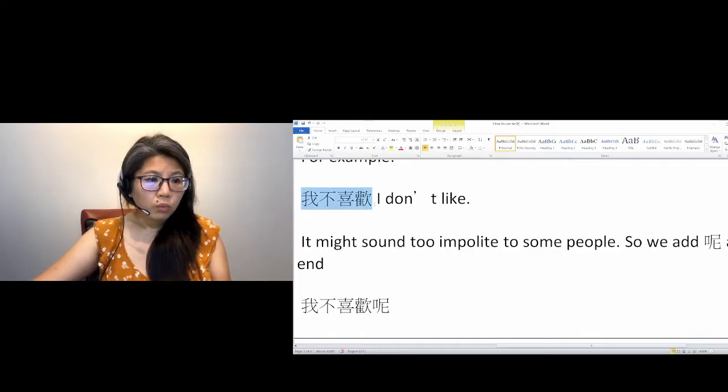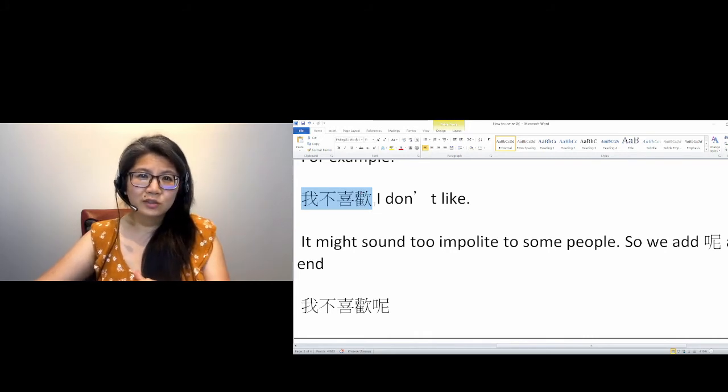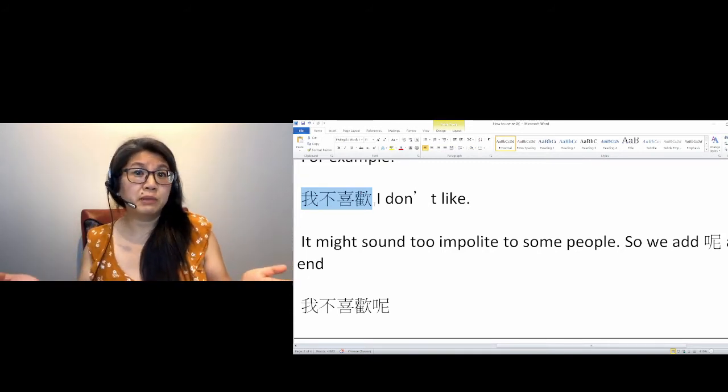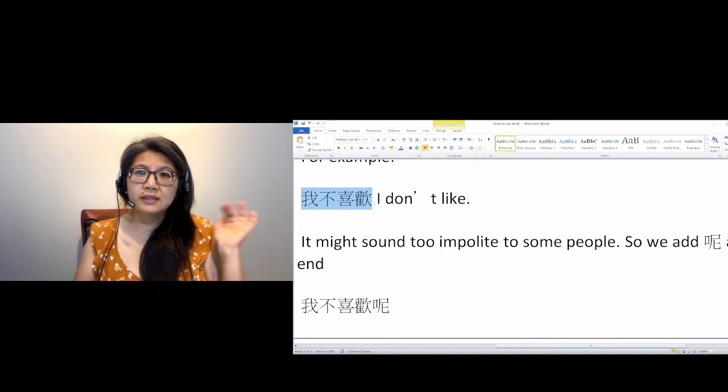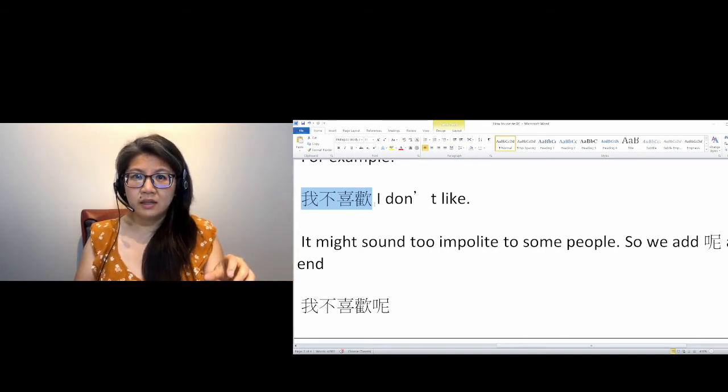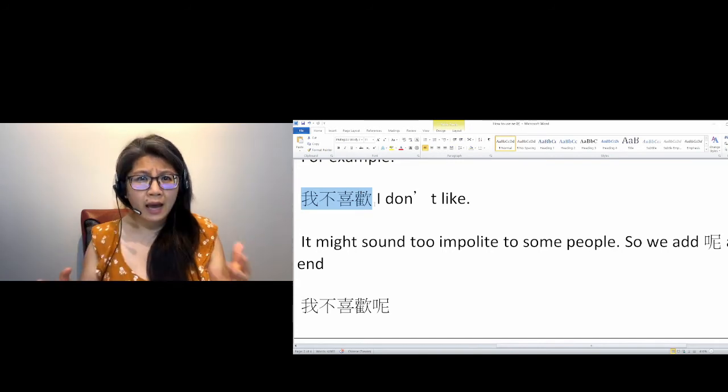Situation 4. To give a softer, friendly tone. For example, 我不喜欢, I don't like. 我不喜欢 might sound too straight or impolite to some people, so we add 呢 at the end to soften this tone and make it more casual.